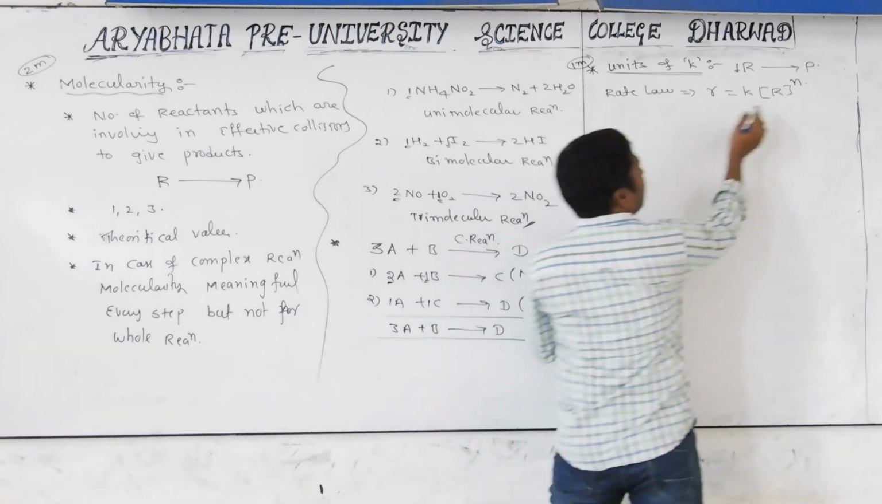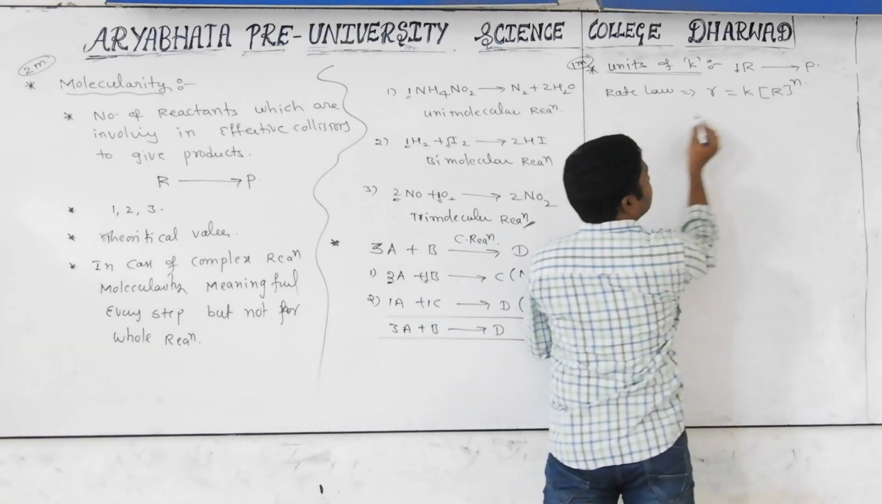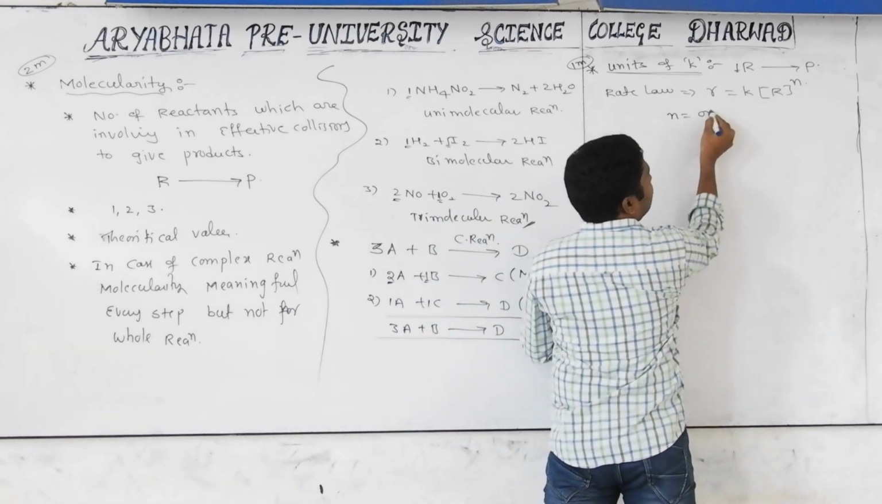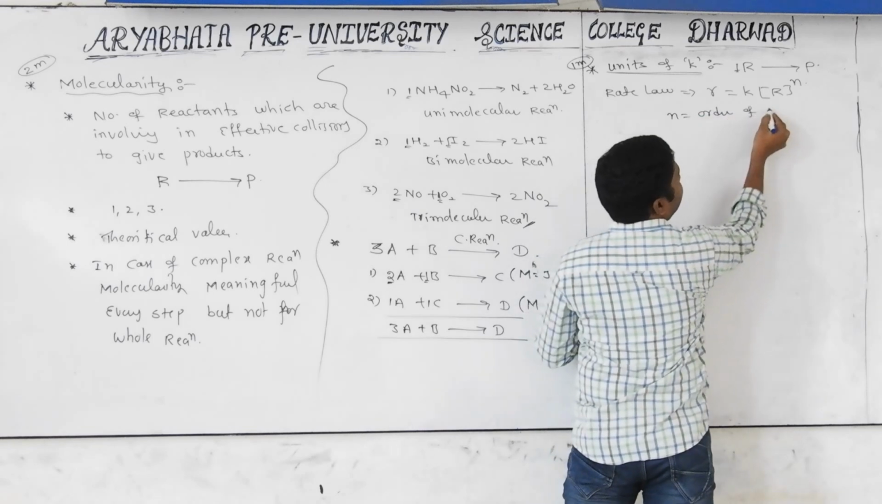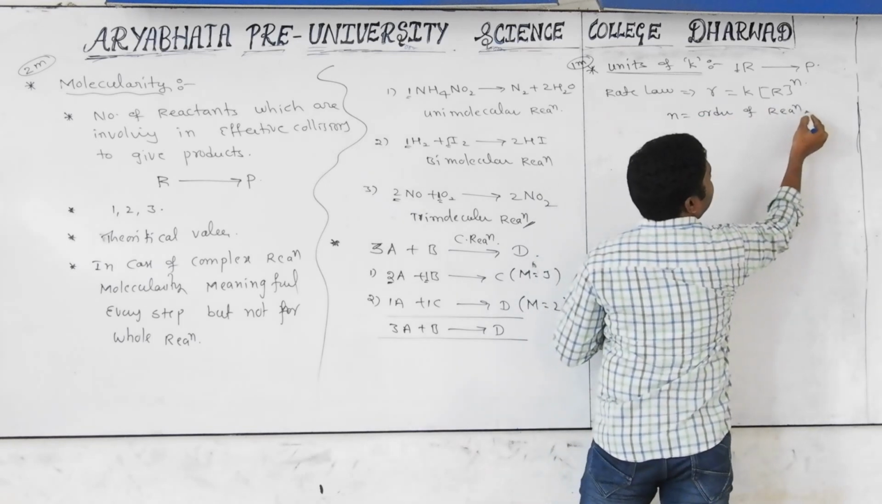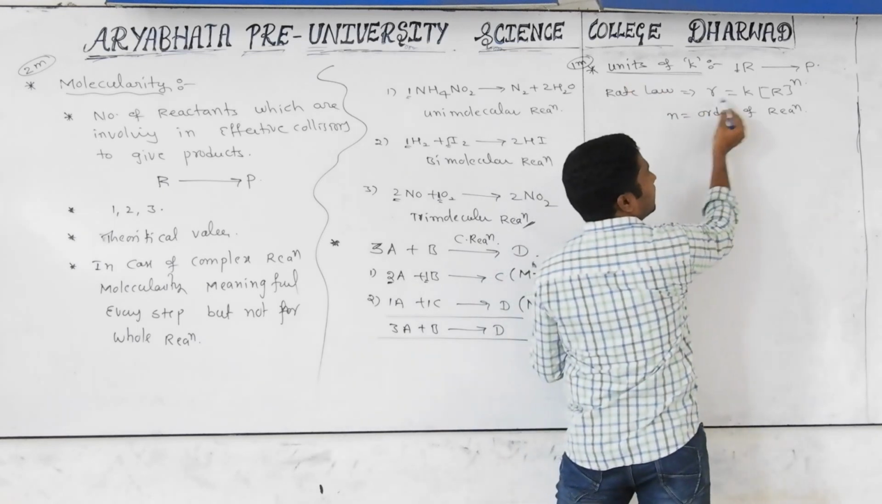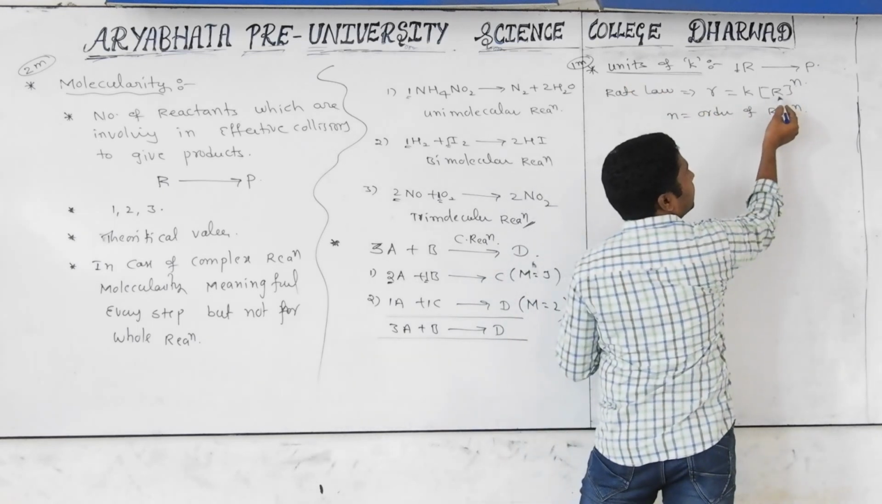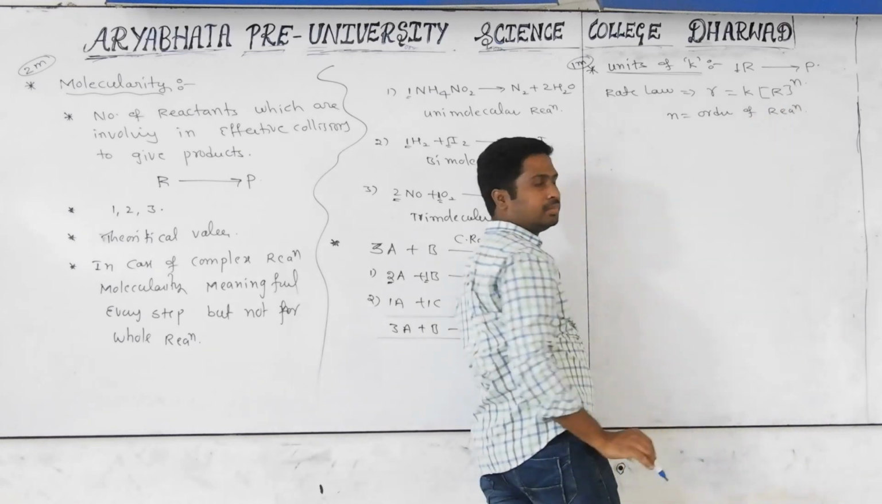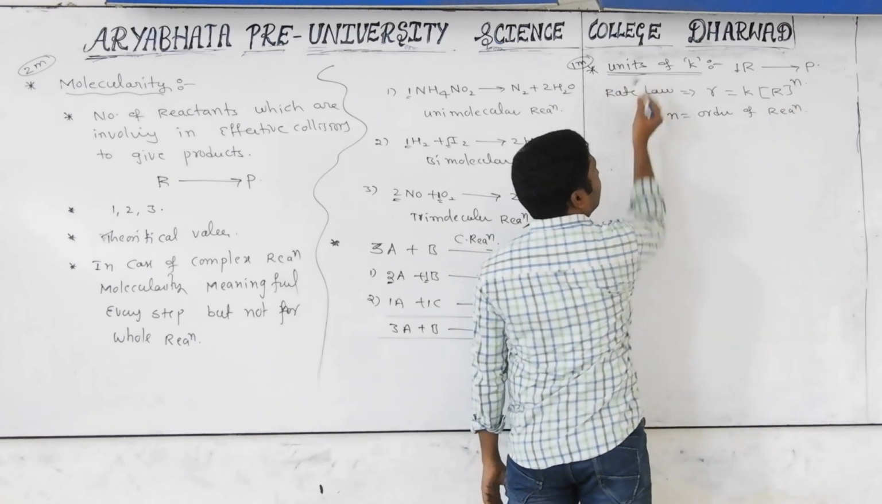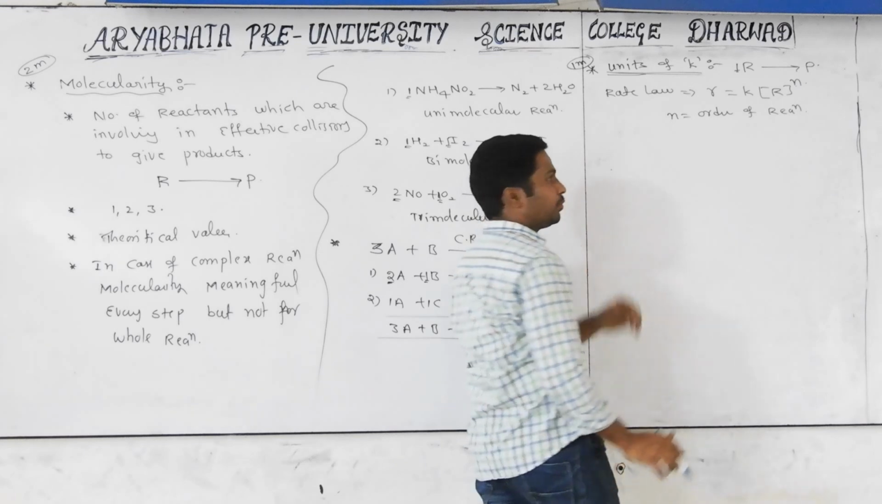In the rate law, the power of the reactant, n, is also called which one? Order of reaction. Are you getting it or not? n is nothing but the order of reaction. Why? Because according to the definition of order, in the rate equation or rate law, the sum of the powers of the reactant terms is called the order. Now, what do you want? You want units. Work out the units. Very important.